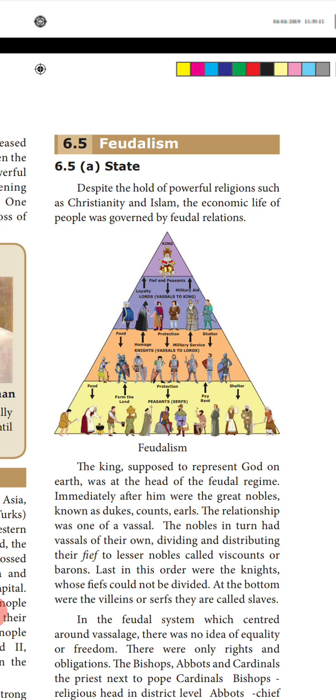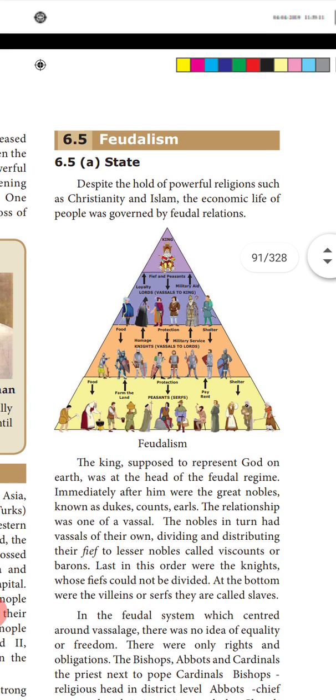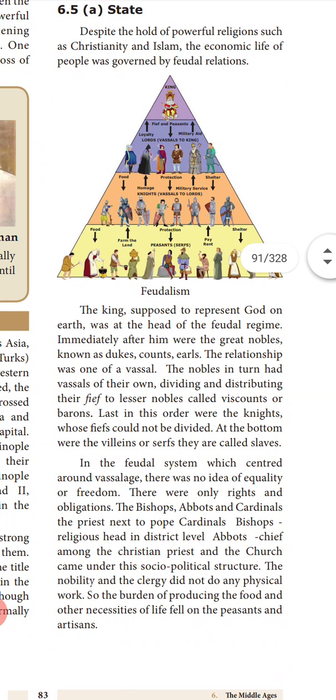Likewise, now let us read. The king, supposed to represent God on earth, was at its height. So at the top, the king is considered as God. Now, he was head of the feudal regime. Immediately after him, who is below him? Where the great nobles. After the kings there will be nobles, ministers, known as dukes, counts, earls. Okay, underline and know these words and all.